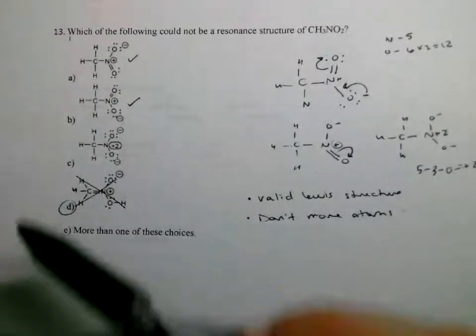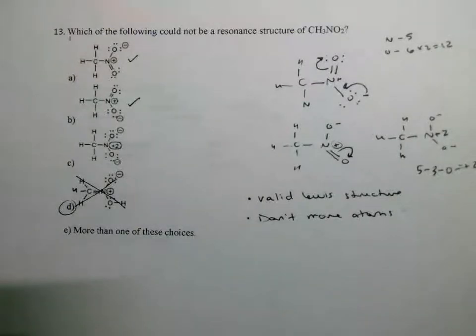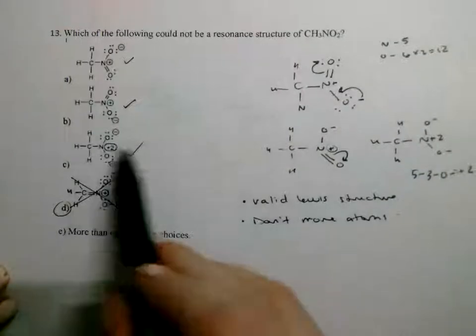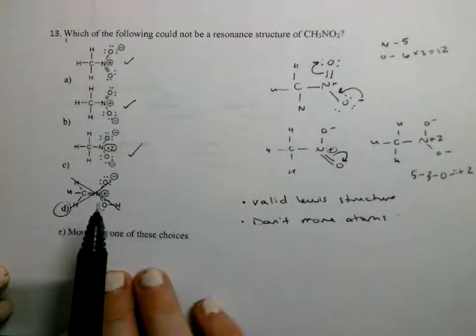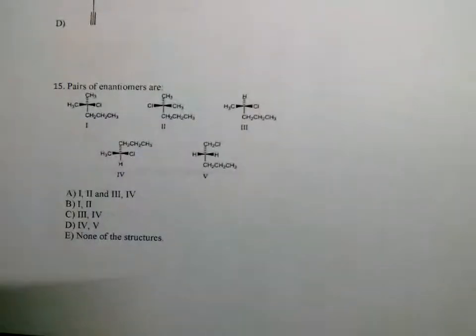It was helpful to make sure that these were all valid resonance structures, because there was more than one of these choices as an answer, but we did check all of them are valid. We talked about why this one could work based on that. And so there you go. That's how it worked. Question 13.